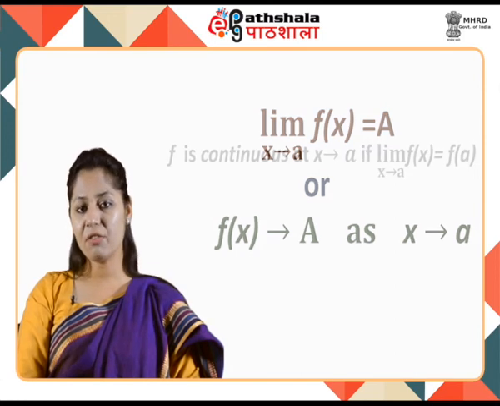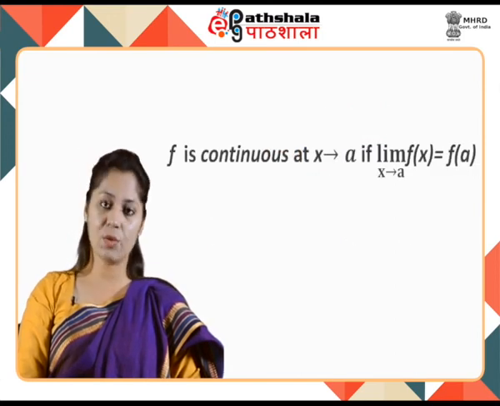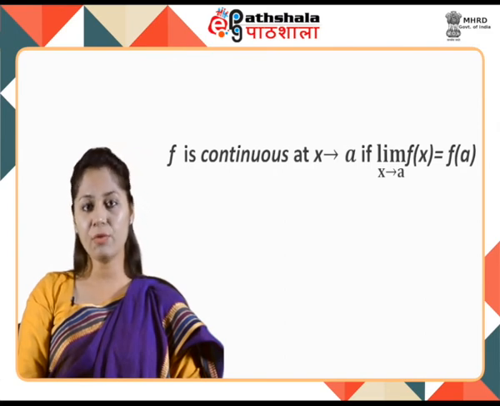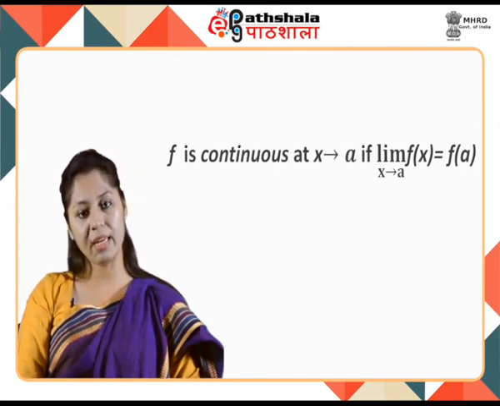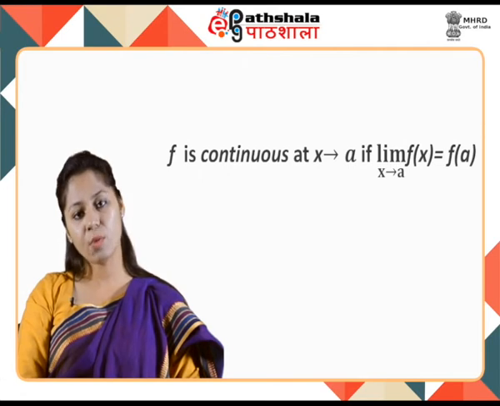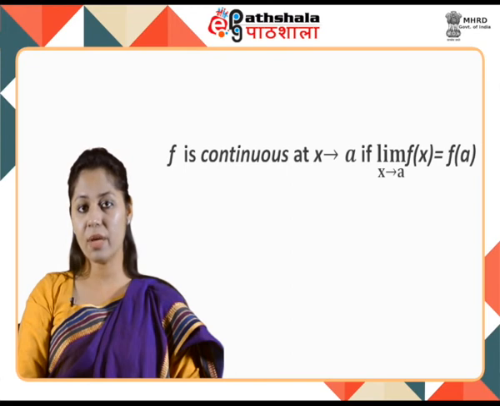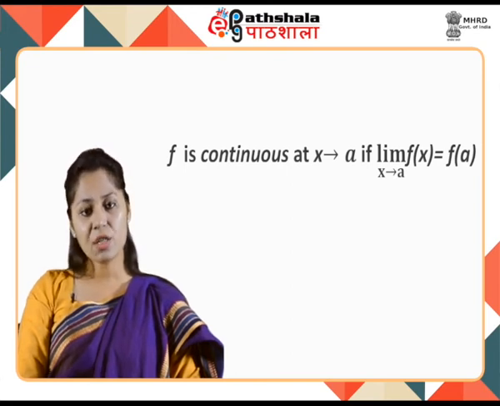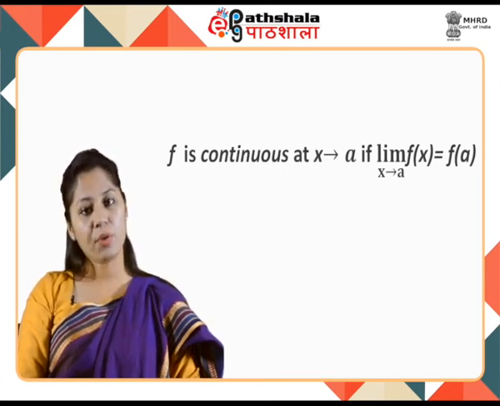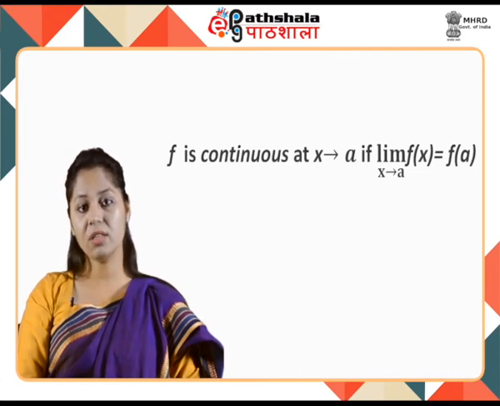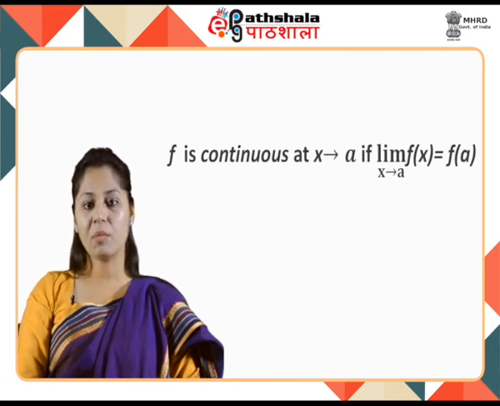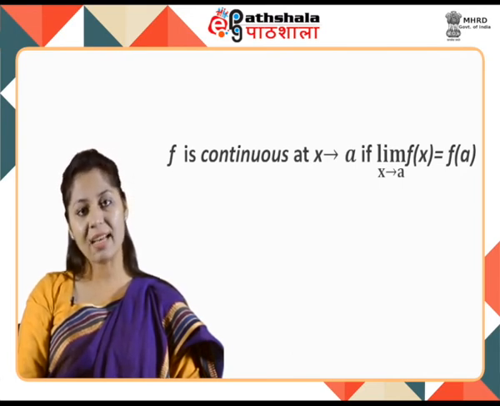A function f is continuous at x equal to a provided that f(x) tends to f(a) as x tends to a. f is continuous at x equal to a if limit as x tends to a of f(x) is equal to f(a). Continuity implies that there are no breaks, no jumps in the function and it is a smooth graph. The intermediate value theorem in mathematics uses continuity as a precondition.